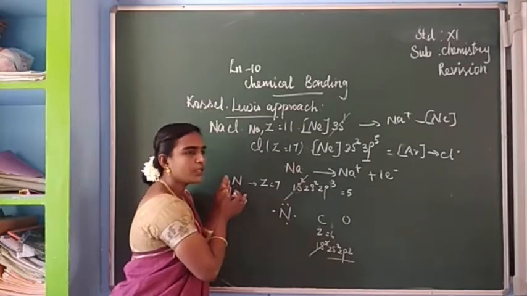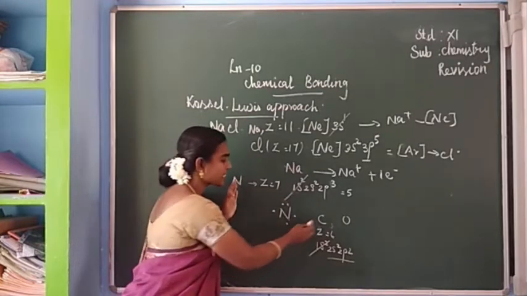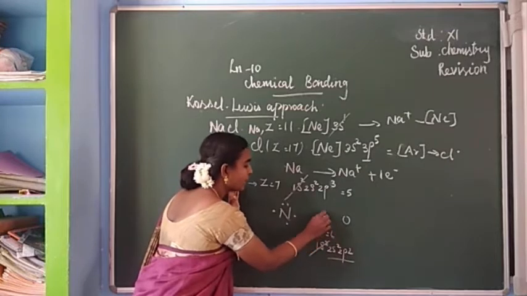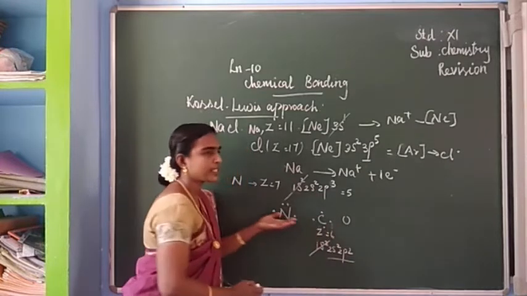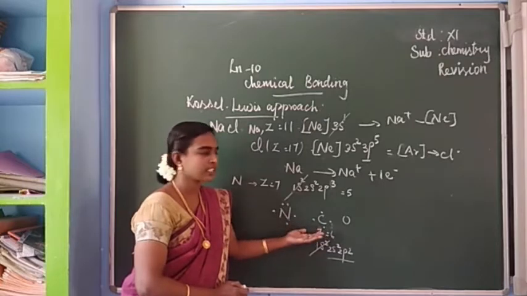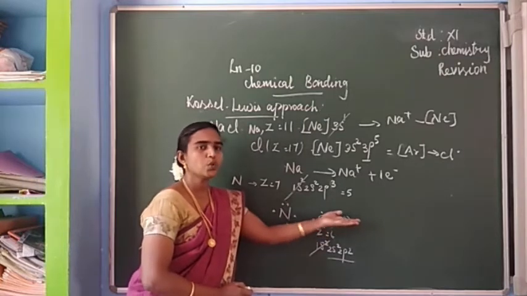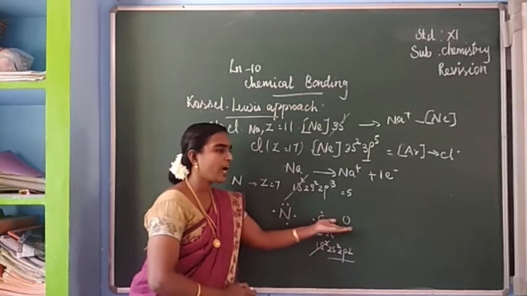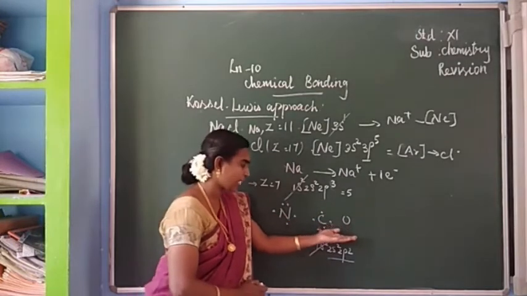So according to Lewis theory, how to write the structure? So that is 1, 2, 3 and 4. So this is the way of representation of Lewis dot structure for carbon atom. So it is easy for oxygen atom also. The same way you have to find out the number of valence electrons.